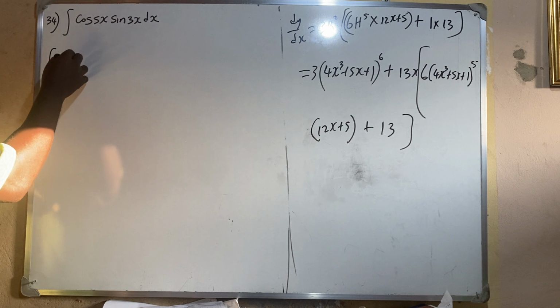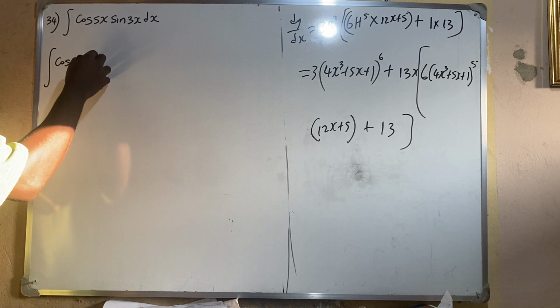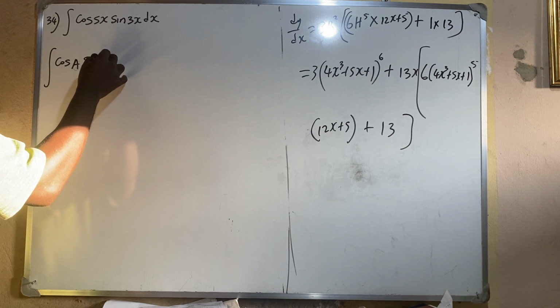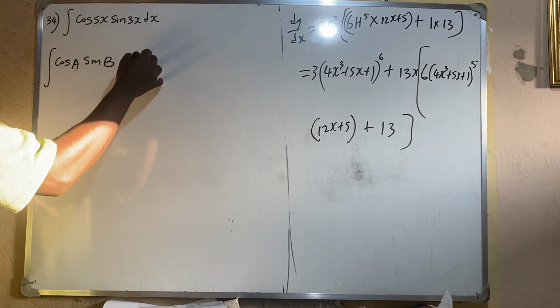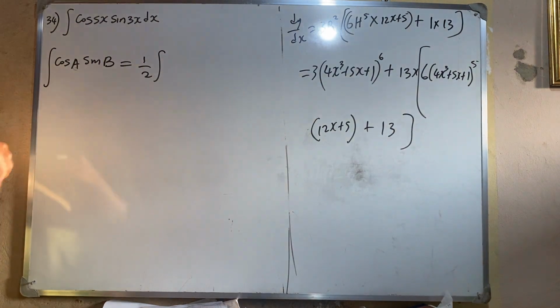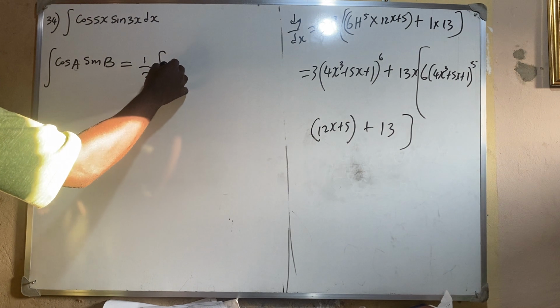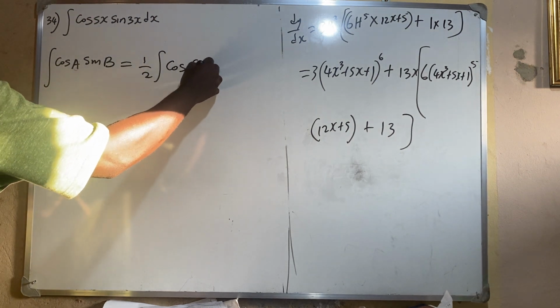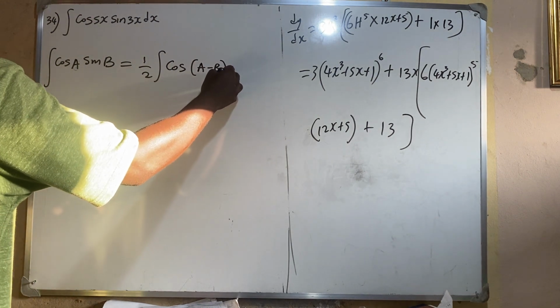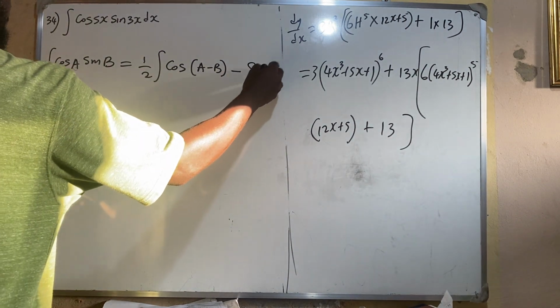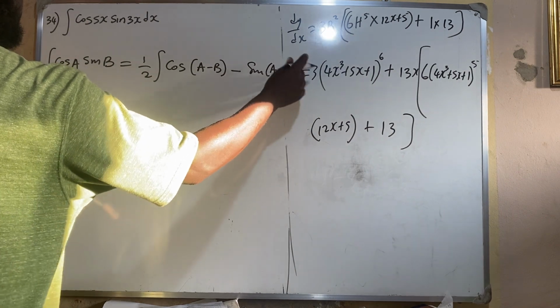The integral of cos a sin b is equal to what? 1 over 2 the integral of cos a minus b, minus sin a minus b dx.